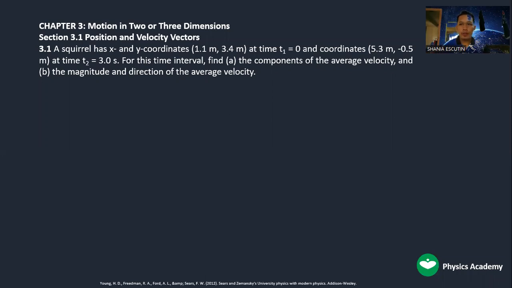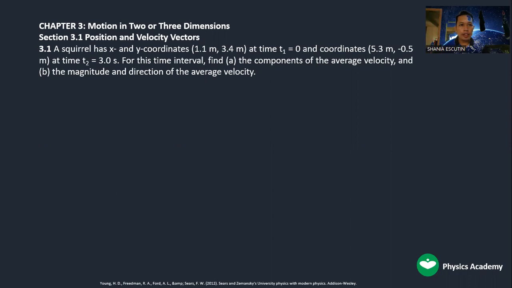So today we're going to answer exercise 3.1 under chapter 3, which is motion in two or three dimensions. This is under section 3.1, which is position and velocity vectors. We are still using University Physics with Modern Physics, 13th edition, and I am Prudence Peace Bustamante again from Surigao del Norte State University. So, exercise 3.1.